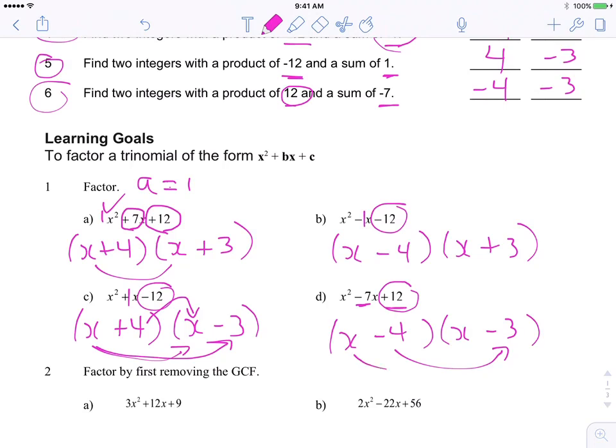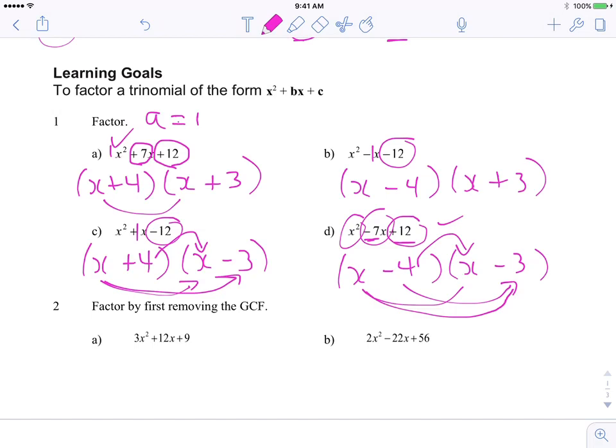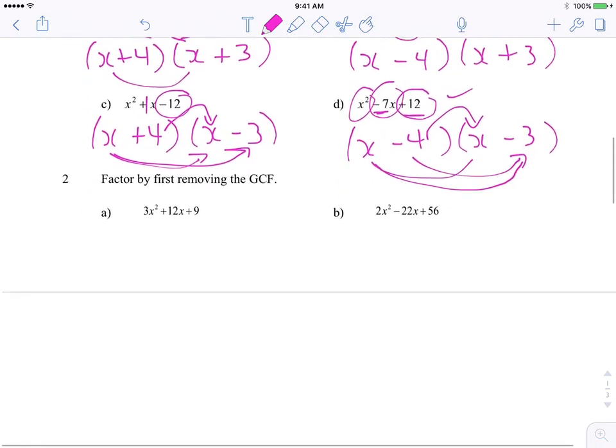And when we're distributing, x times x is x squared, that's my first term. X times a negative 3 gets you negative 3x, and negative 4 times x is negative 4x. Those two are like terms. Negative 4x and negative 3x add up to negative 7x, and that gets me my middle term, and it accurately has been factored and accurately represents my trinomial or my quadratic.